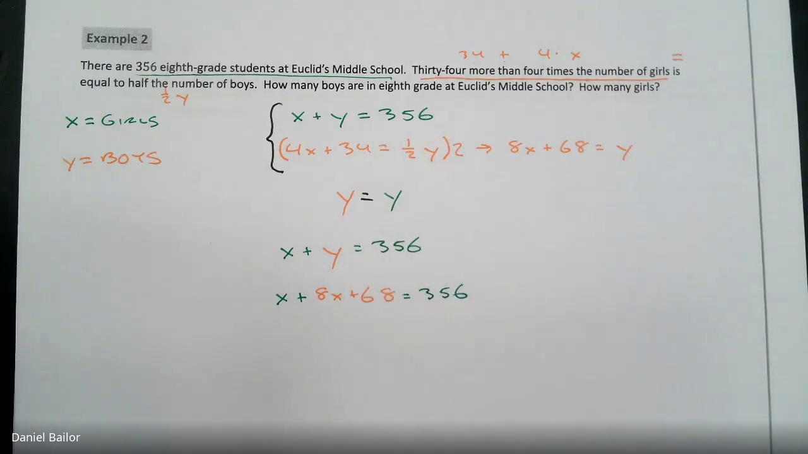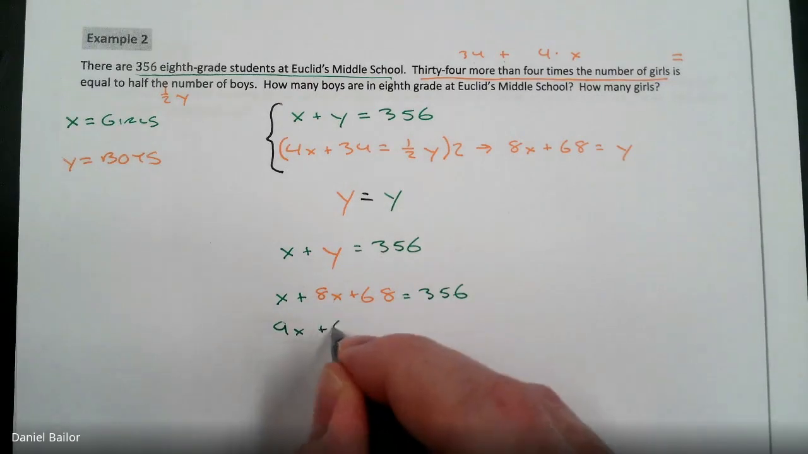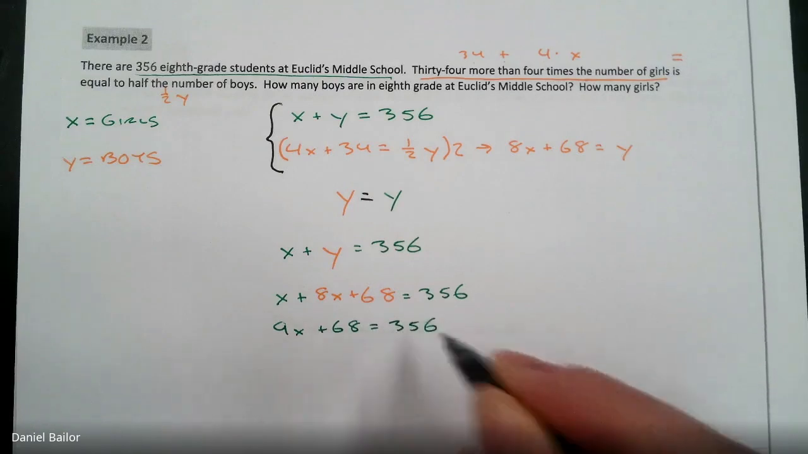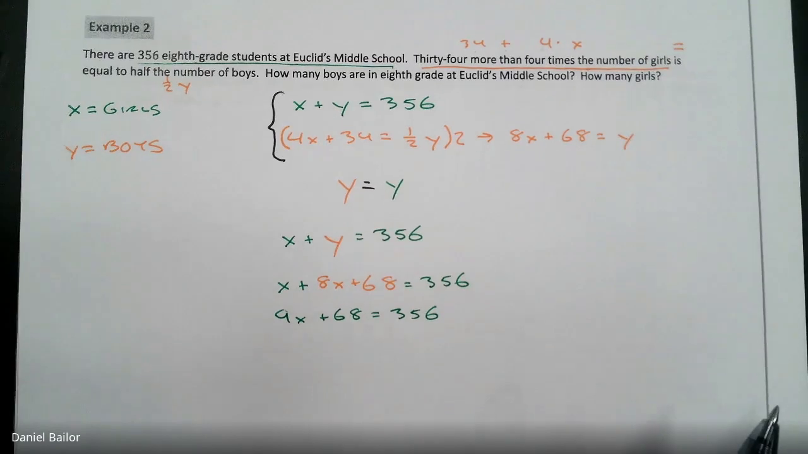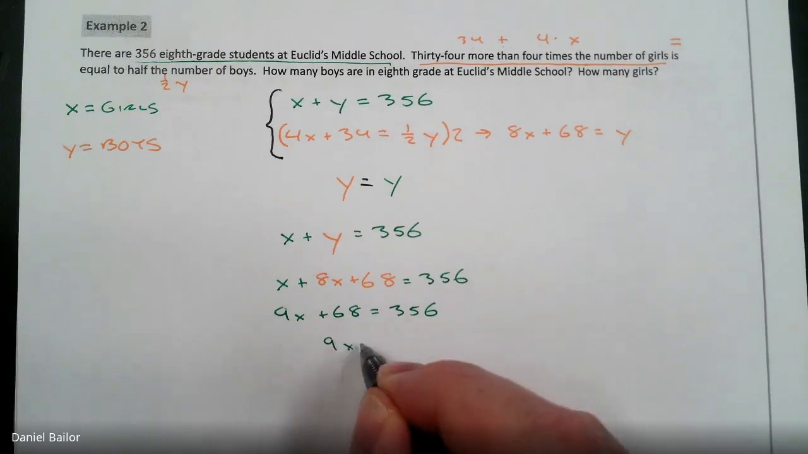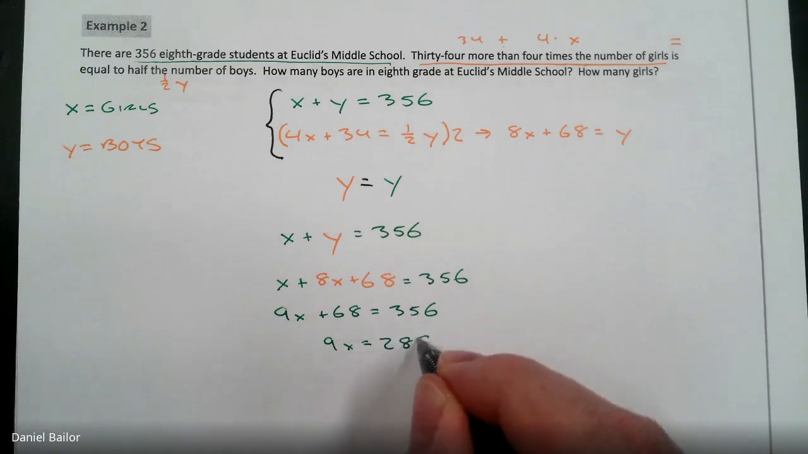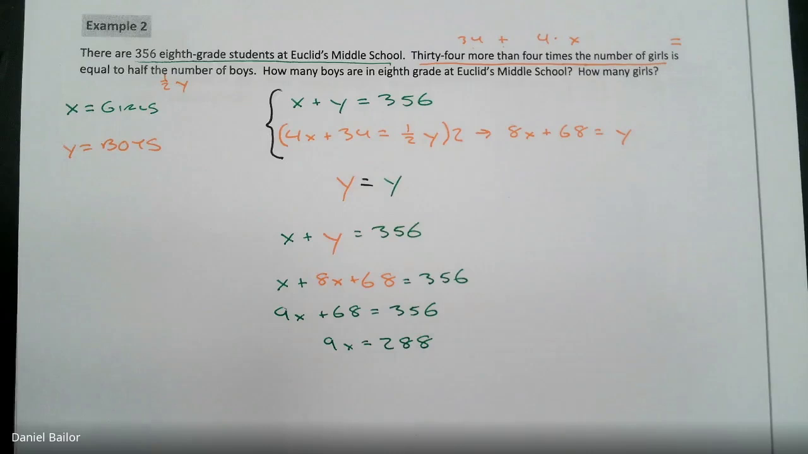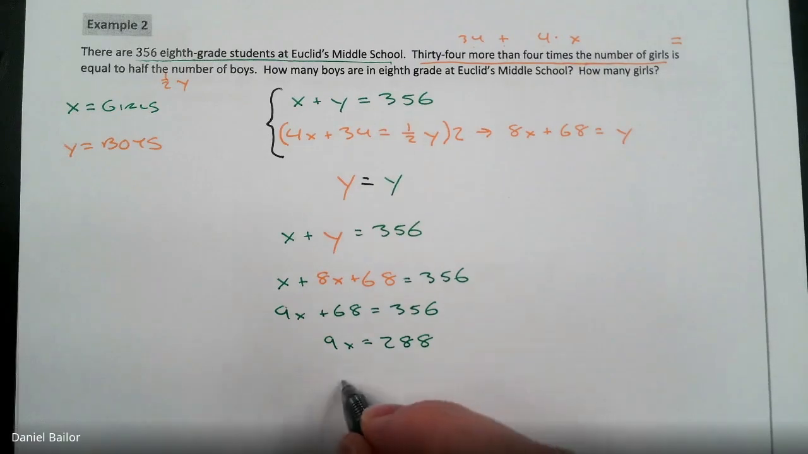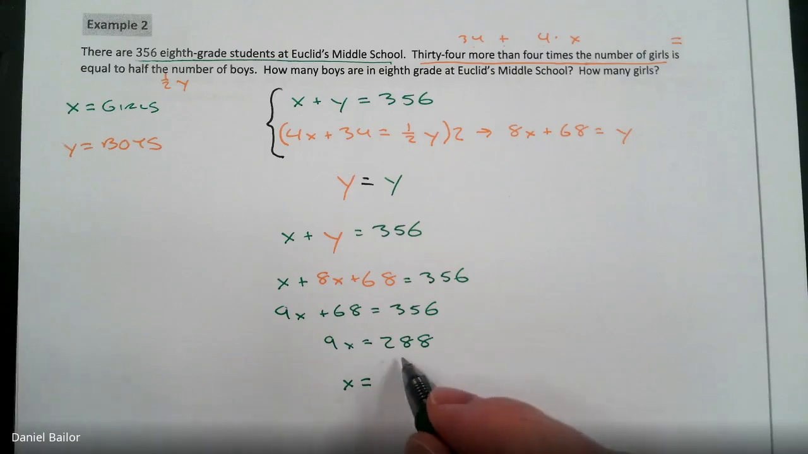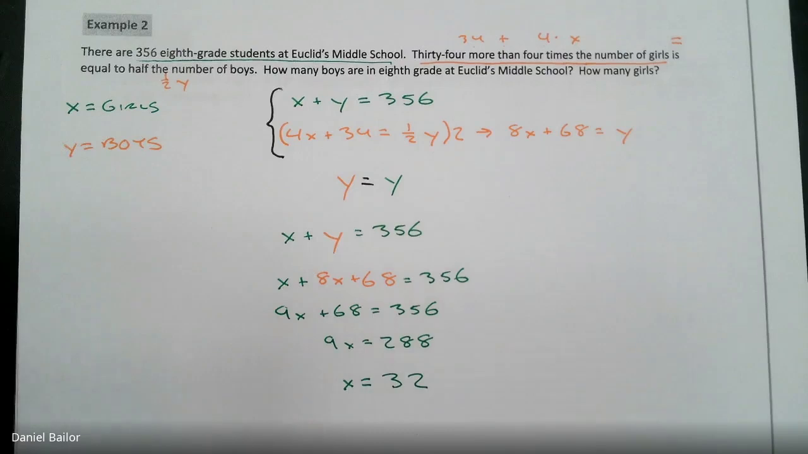Now I'm going to simplify this. X plus 8x is 9x plus 68 equals 356. I want the x term isolated, so I'm going to do minus 68 from both sides. That gives me 9x equals 288, if my math is correct, and I believe it is. And then I need to divide by 9 to isolate the x. So 9x divided by 9 is x. And 288 divided by 9, I believe, is 32. So we get x is 32.